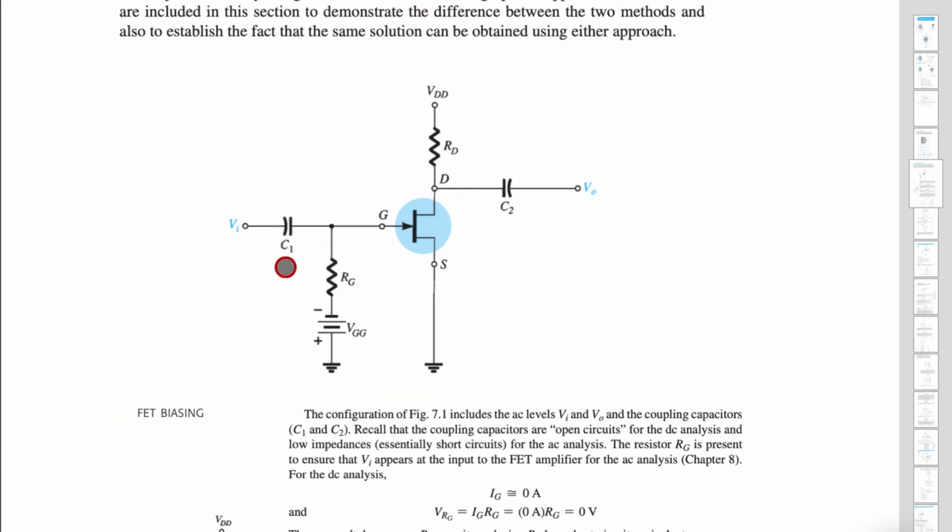But for biasing we do the analysis for DC. So for DC these are open circuit. It means whatever you give the input doesn't matter, because capacitor, once it is fully charged, it doesn't charge, right? For DC initially it will charge, after that it doesn't charge. If it is not charging, it means it is open circuit. So for DC analysis we consider it to be open circuit. Yes, it is written here.